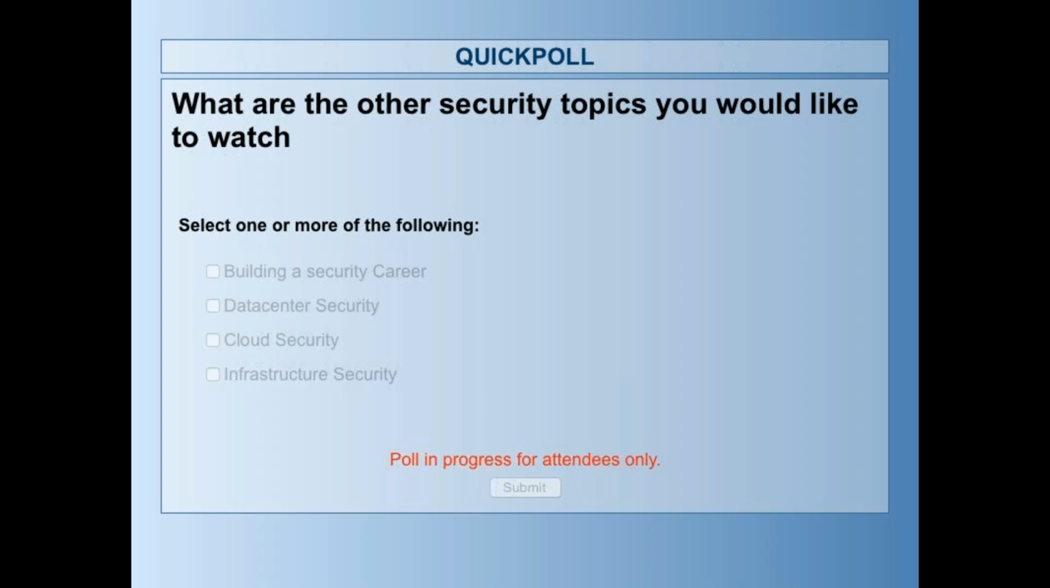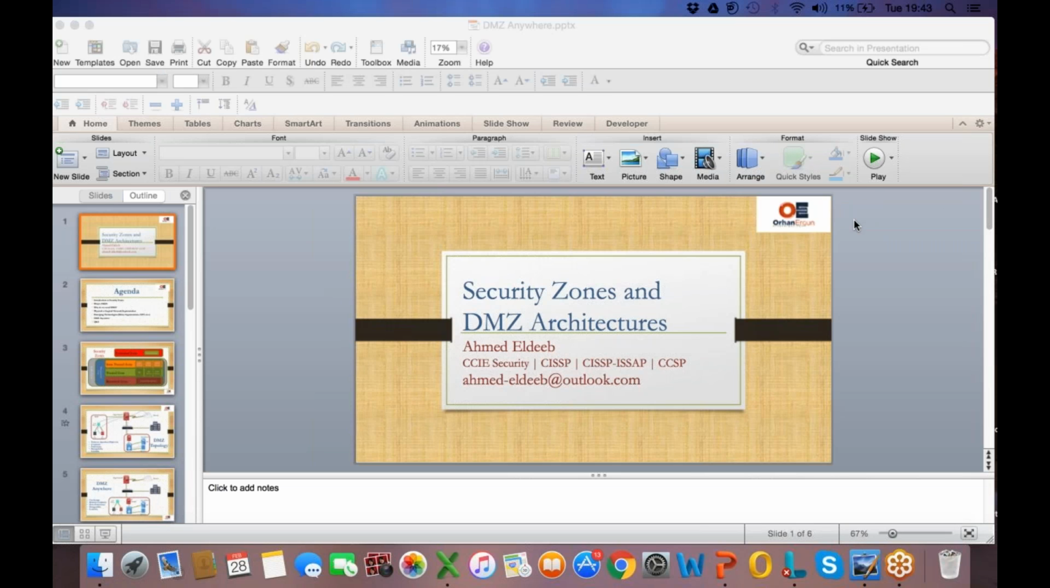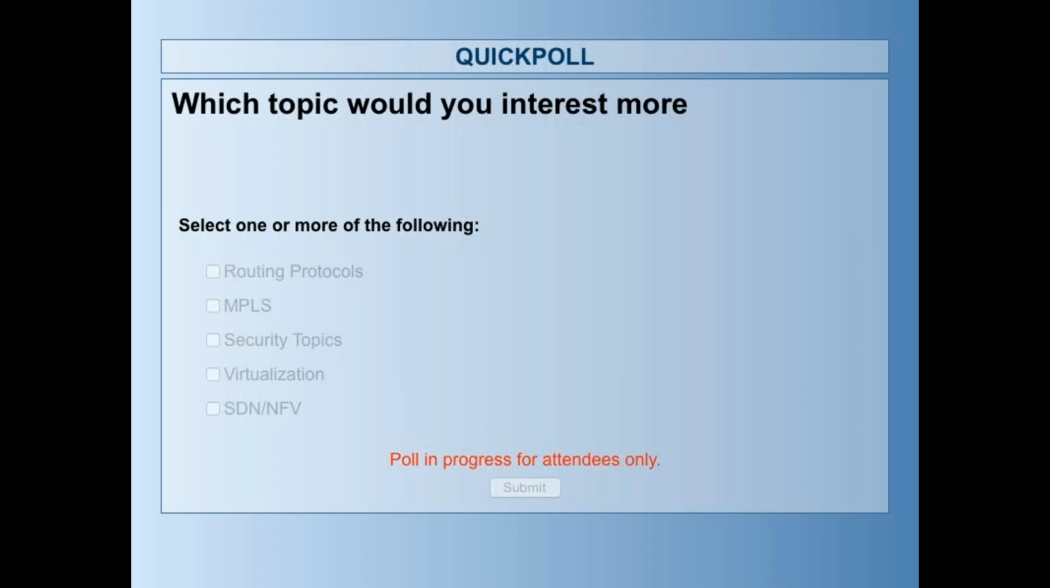Okay, let's also close this one. Were people more interested in data center security? Data center security, then infrastructure security, it seems. Nobody is interested in the security career. Cloud also, everybody hates cloud. They like SDN. Okay, what about this last one? Which topic would you be more interested in? Routing protocols, design point of view, probably, right? MPLS, security topics, virtualization, SDN and FE.